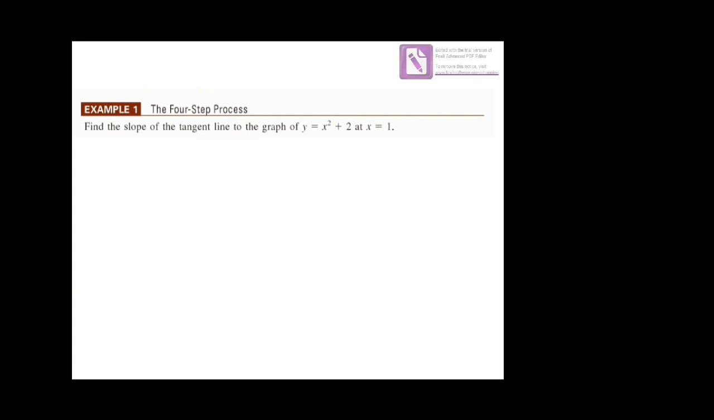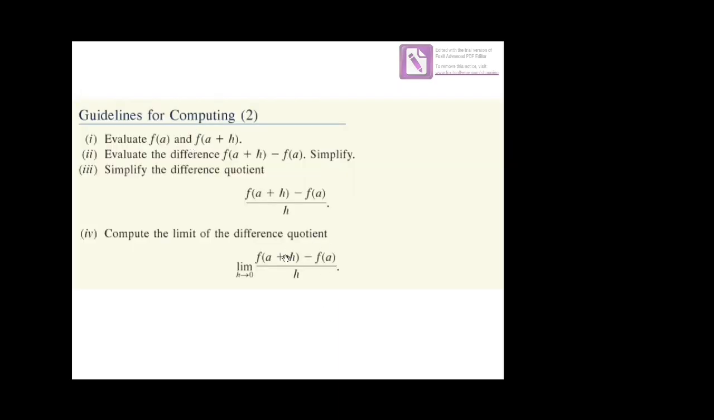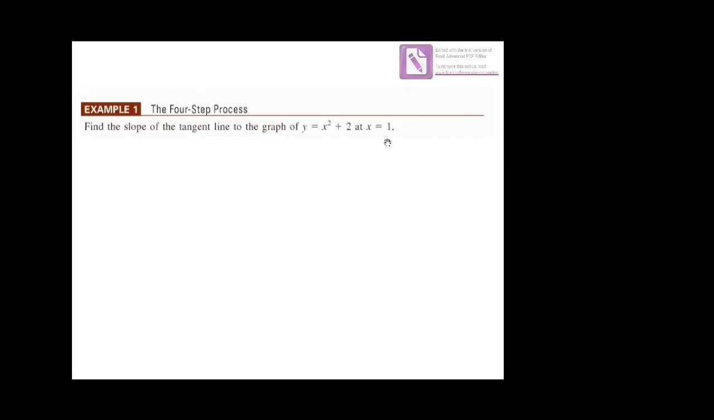Now let us see the first example, which is: find the slope of the tangent line to the graph of y equals x squared plus 2 at x equals 1. So here we have our function f(x), and x equals 1, that means our a is equal to 1. We need to use the definition to find the slope of the tangent line. So we need to use this limit to find the slope of the tangent line, where a is equal to 1.